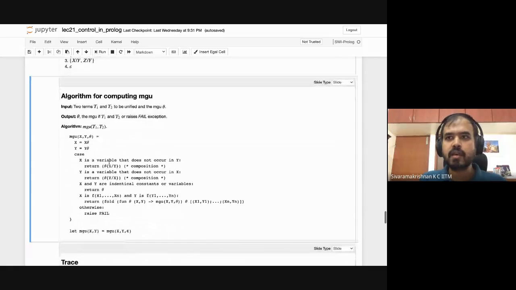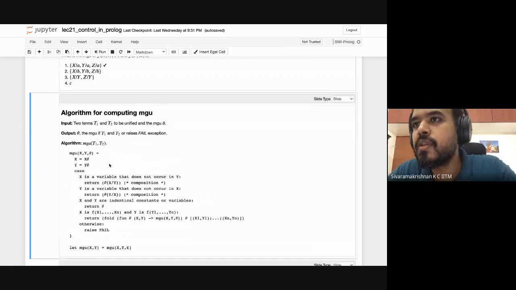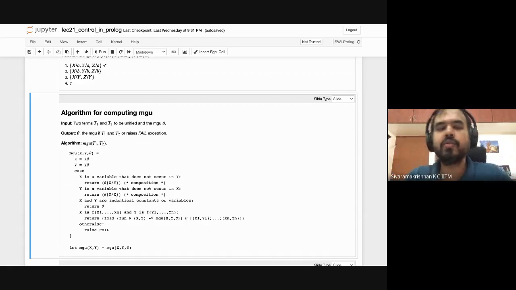Here is the question: can epsilon ever be the most general unifier? Yes. If you get the same term, for example f of x, or just the atom AA, then the unifier is epsilon, and that is the MGU. That's an example.